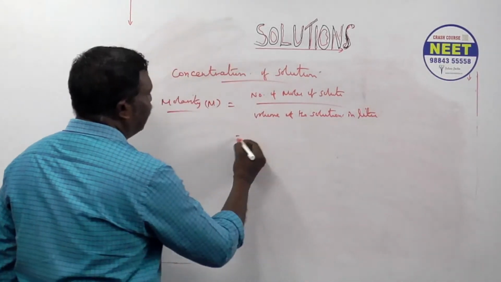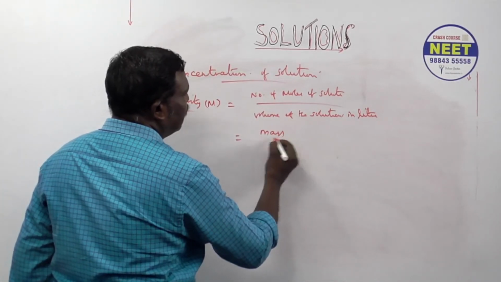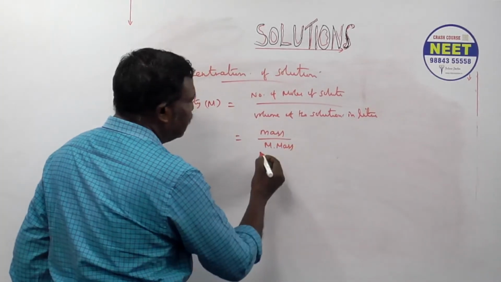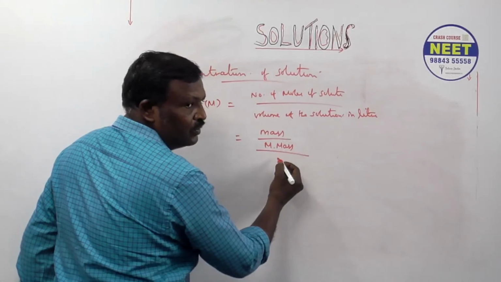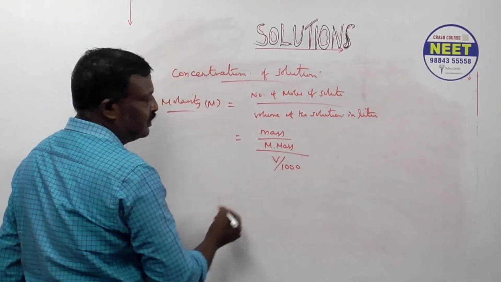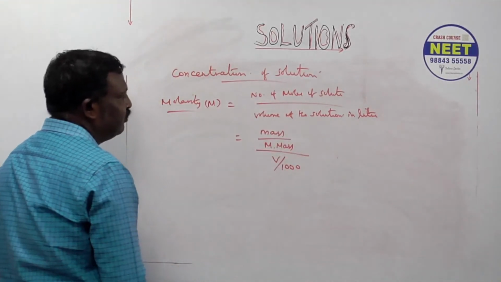So the formula: number of moles means what? Mass by molar mass. Volume of the solution in liter. Understood? This is the shortcut. Same thing I am writing once again. Just note down.